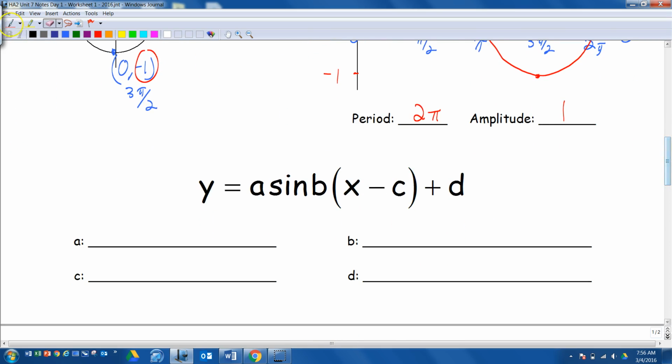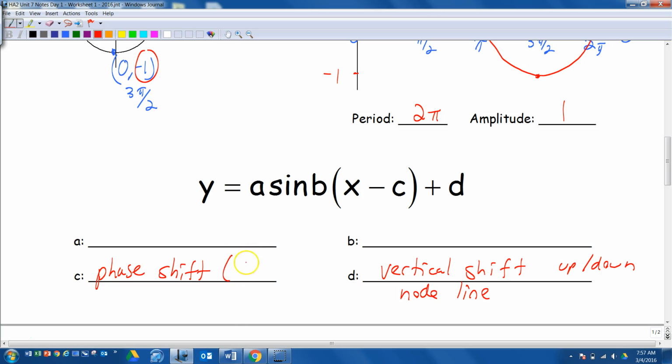Now, this is where all the transformations came in from before. Remember, when you just added something to the end of a function, that was a vertical shift. And it's the same sign as what it is. So if it's positive, it's up, negative, down. So up or down. And this is also where your node line is. This tells you where your node line is, because the node line always starts at 0, so the vertical shift will move it. We call C the phase shift, which is also your horizontal shift, which we talked about up there. And remember, it's the opposite sign, opposite direction.